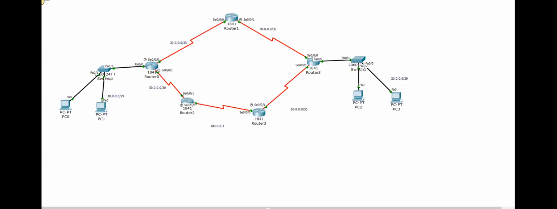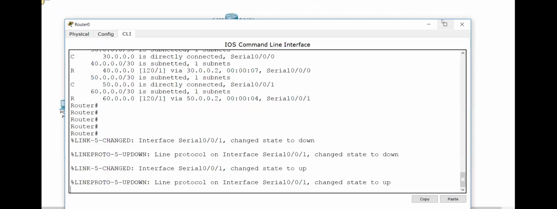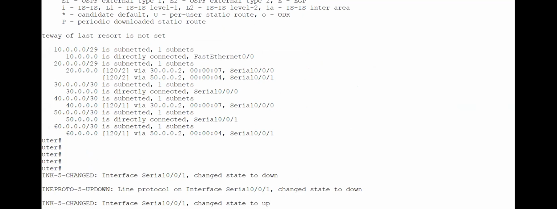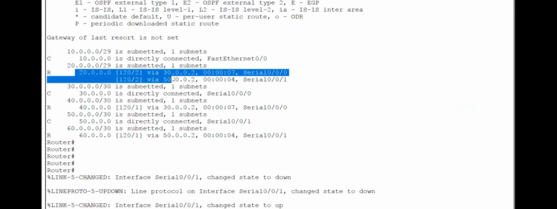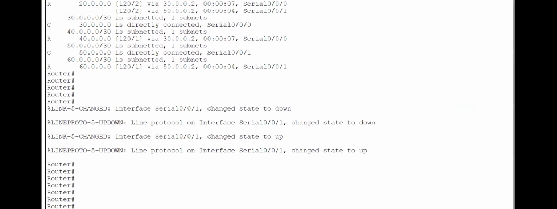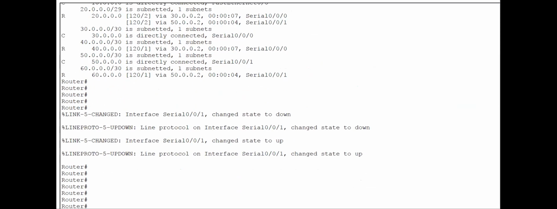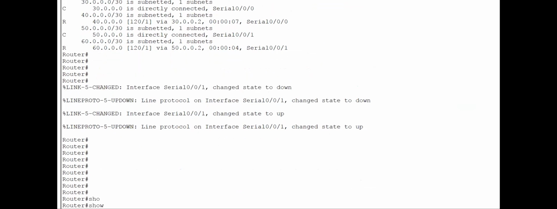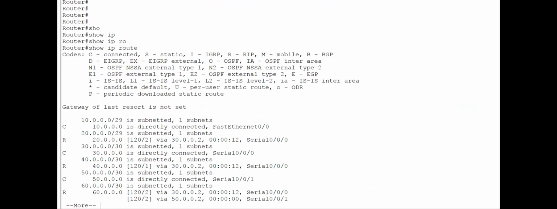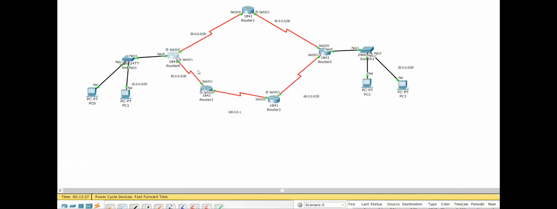Okay, now fast forward. Now I'm going to show you the old configuration. In the old configuration, 20 was coming with 2 routes. Now I'm going to check the routing table. Show IP route. Now 20 is coming only with 30.0.0.2. Only 30.0.0.2. Now the question is why? If I'm going from this side to this 20, why is it coming with 30?